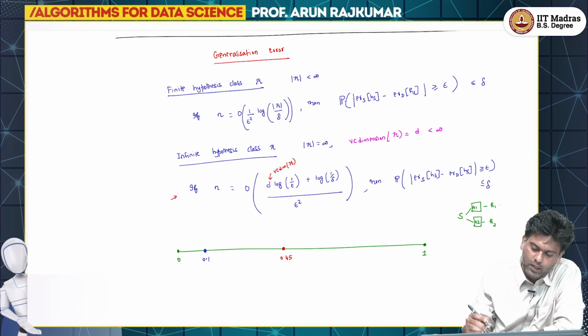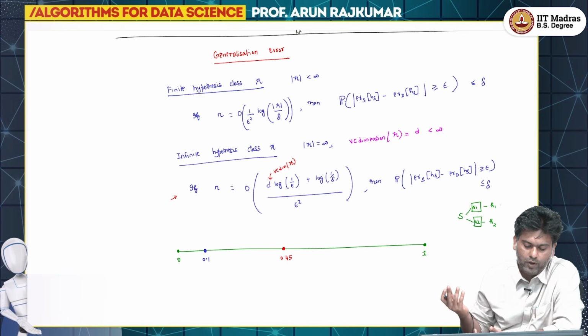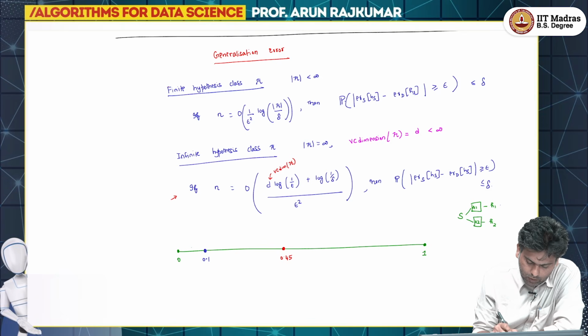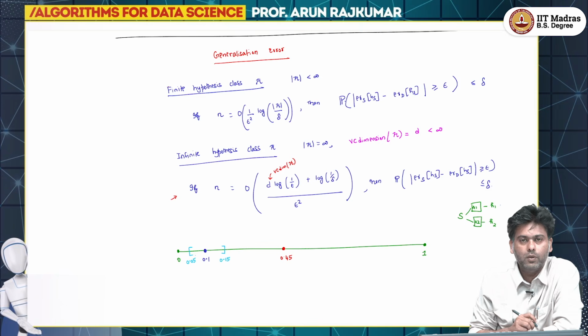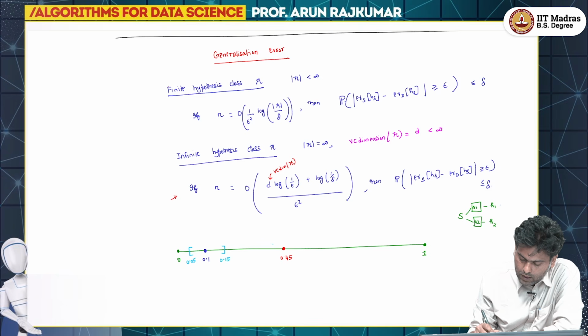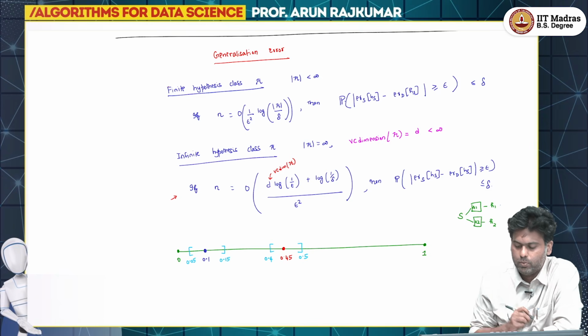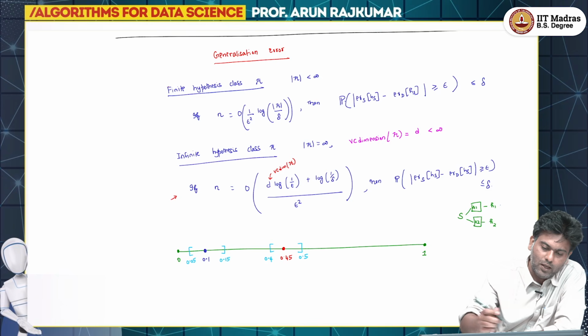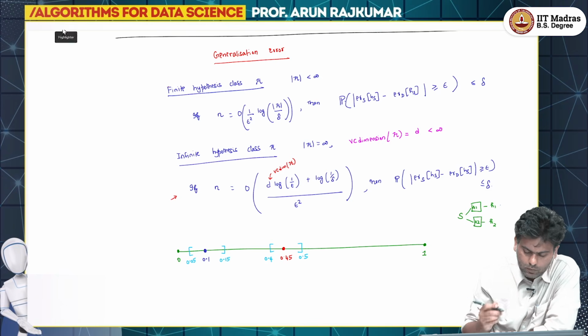That means that, let us say we set epsilon as 0.05. Then in this region, 0.1 plus 0.05, which is 0.15, and 0.1 minus 0.05, which is 0.05. Similarly, the interval for the second classifier would be 0.45 plus 0.05, which is 0.5, and 0.45 minus 0.05, which is 0.4.